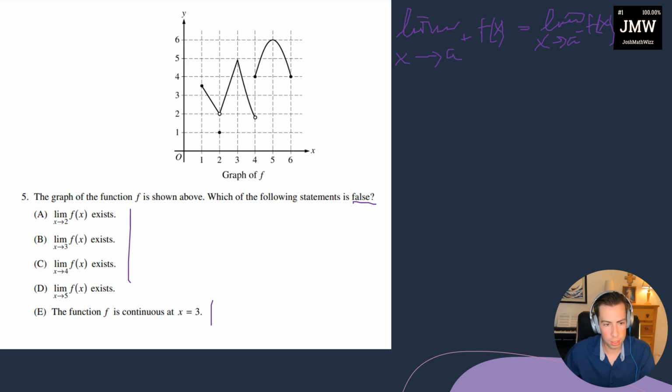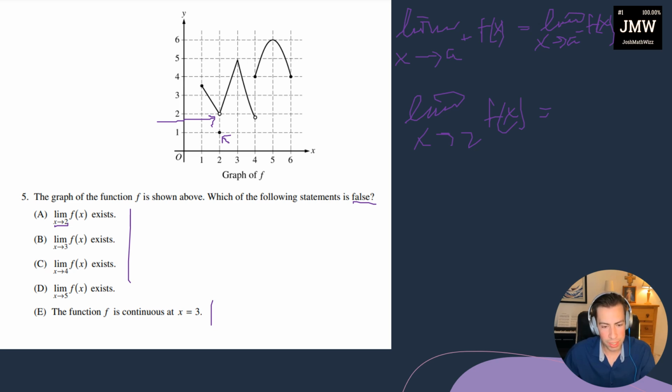So let's go ahead and look here. Let's just do it one by one. So the limit as x approaches 2 for f of x, does it exist? So let's look at that. As x approaches 2, whenever I approach 2 here, I get this point right here. Does that limit exist?